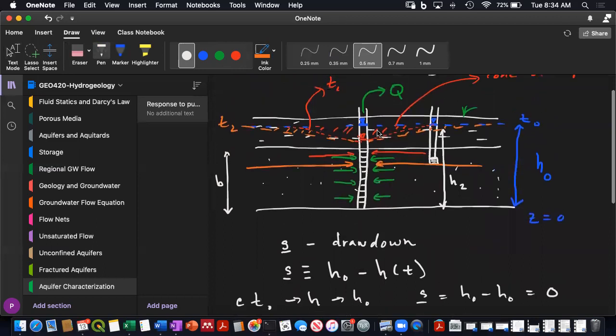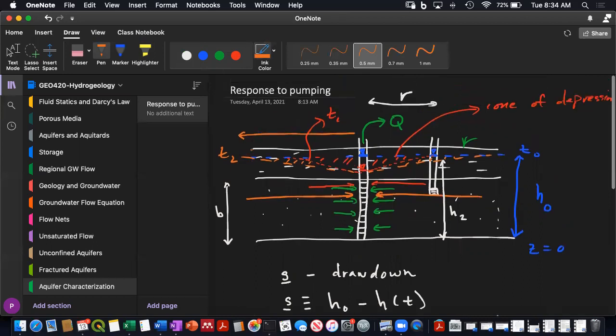Let's define one other thing, and that is this distance over which pumping is affecting the aquifer. So past this distance here, if we go out past this distance, the head in the aquifer is not affected by pumping. So we call this distance where pumping is affecting the aquifer R sub I. This is the radius of influence.